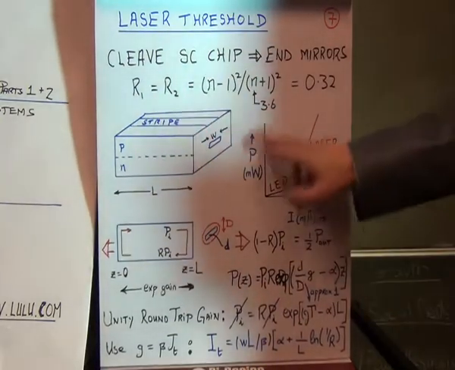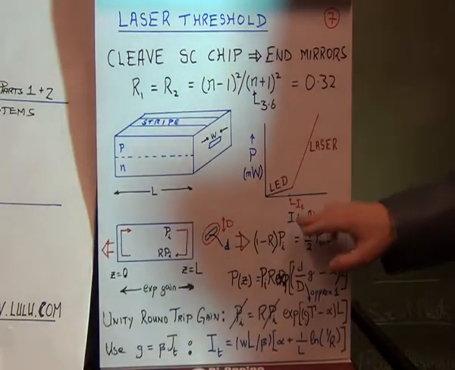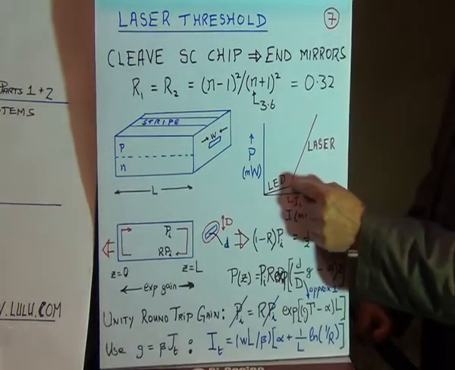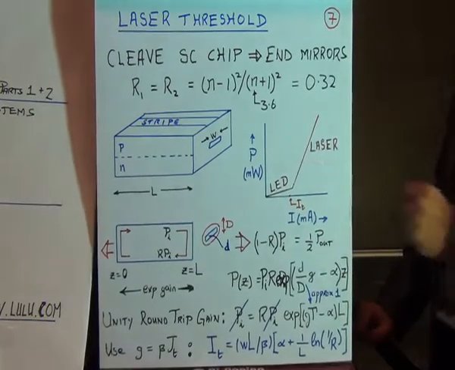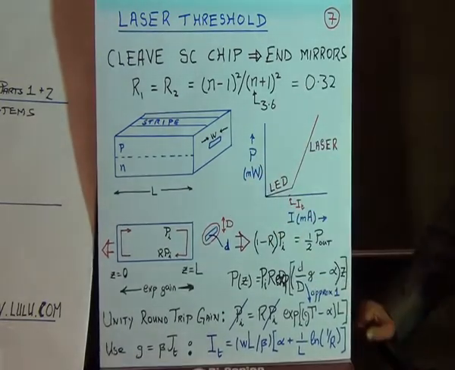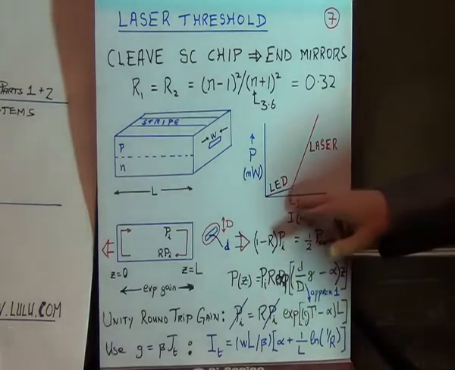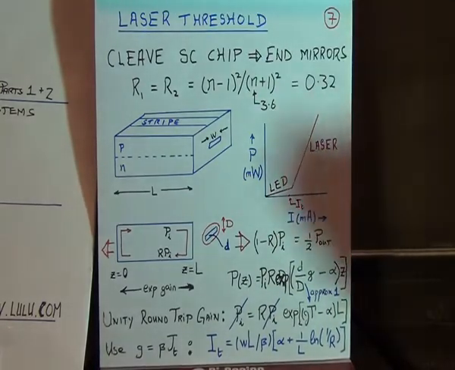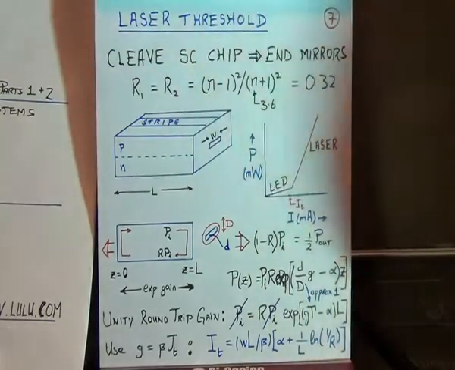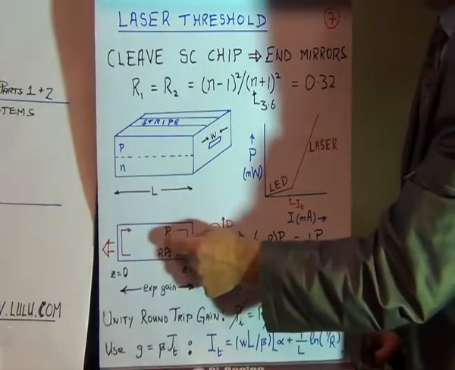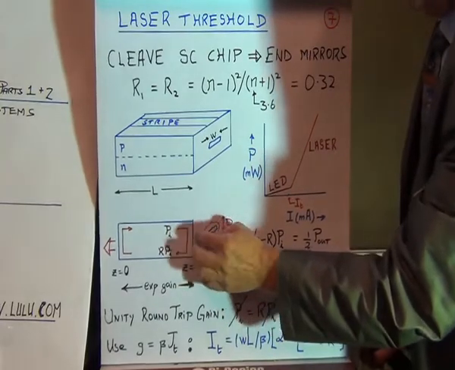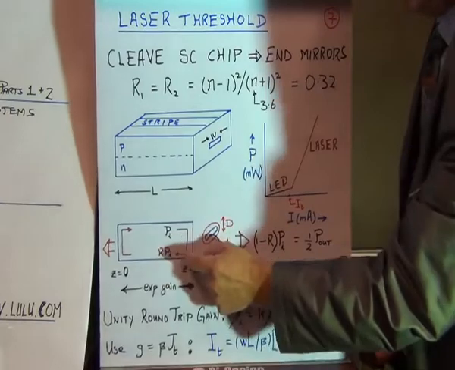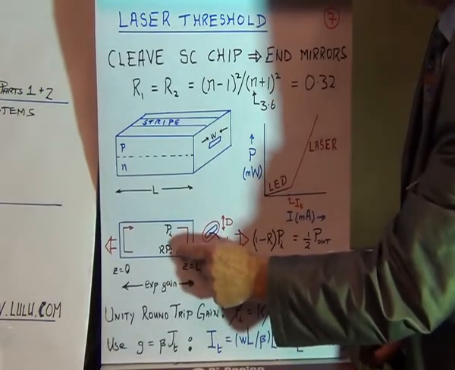Okay? And on a power against current diagram, when we reach threshold, the power shoots up rapidly. LED turns to laser action. That current there is the threshold. We need to know what it is. You'll find it very quickly. Because all you've got to say is that the power inside the crystal reflects partly, that's R. R times the power, Pi is the power incident.